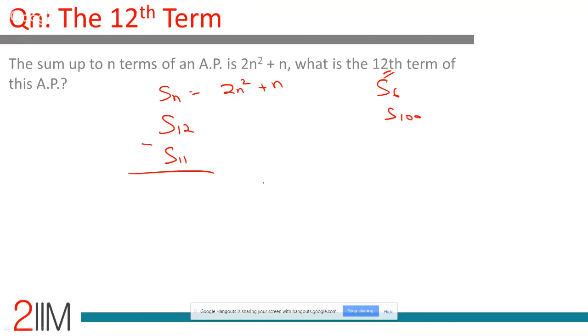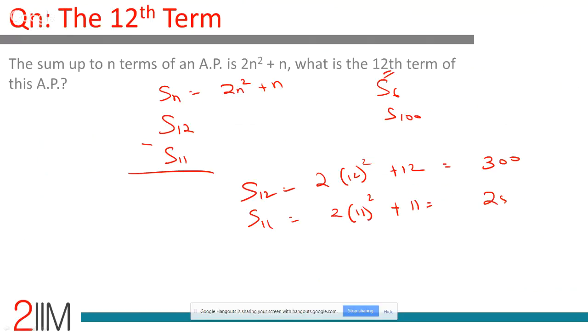It's your answer. So the sum up to 12 terms is 2 into 12 square plus 12. The sum up to 11 terms is 2 into 11 square plus 11. 2 into 144 is 288, plus 12, 300. 2 into 121 is 242, plus 11, 253. The difference is 47. This is what you're looking for.